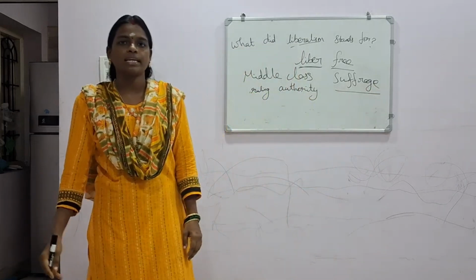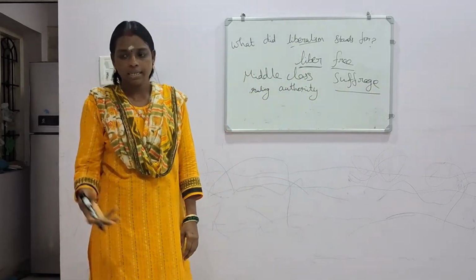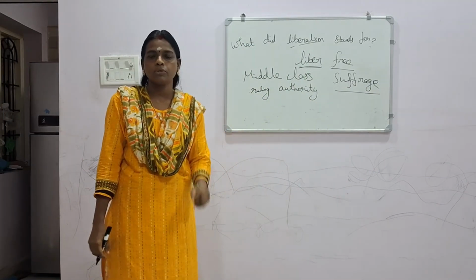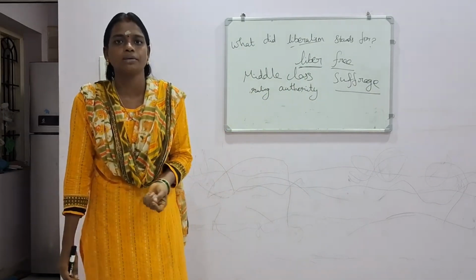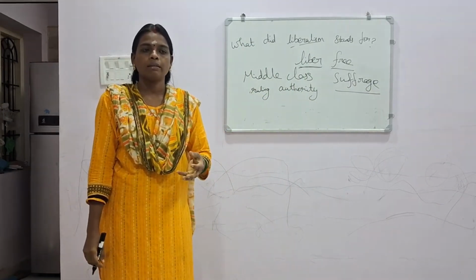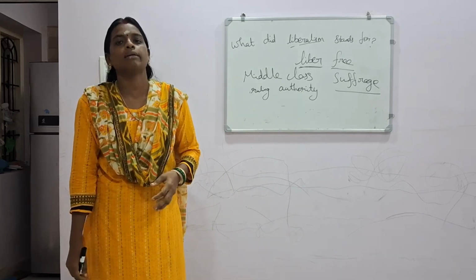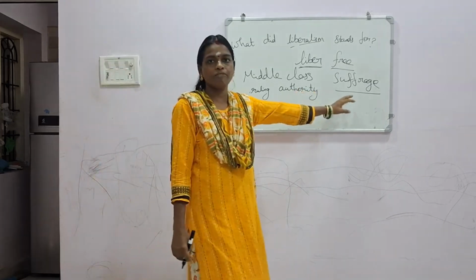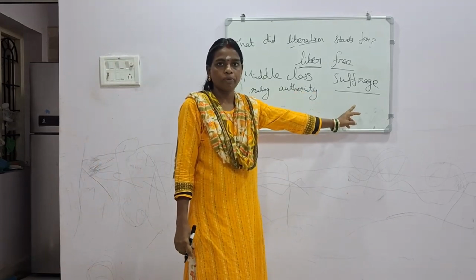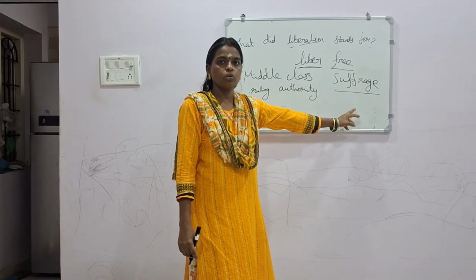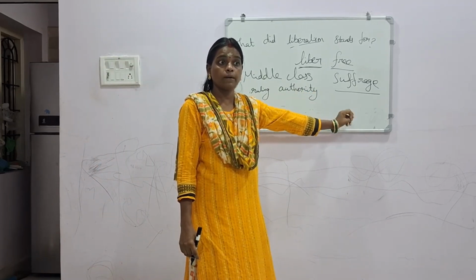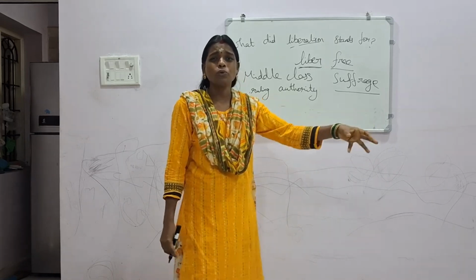Suffrage means voting right. In India, we used to call the term universal adult franchise. That means the people who are having the voting right. Here, universal suffrage was a thing which they wanted to implement.